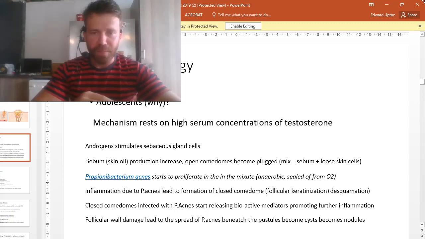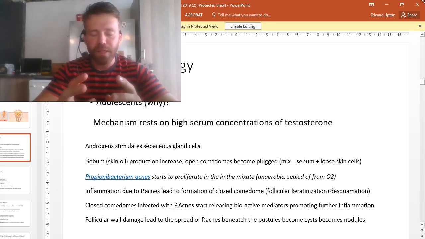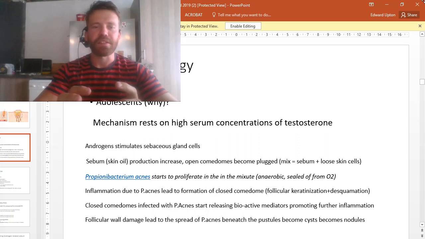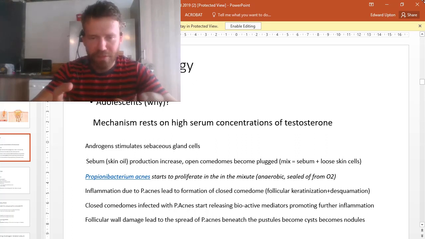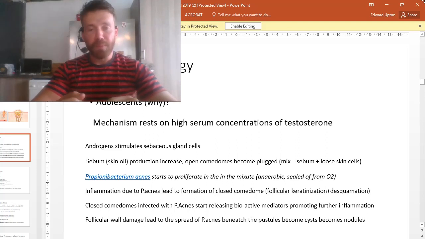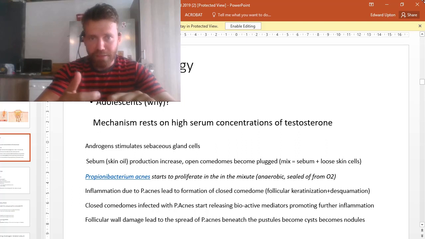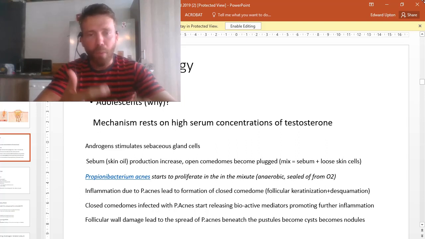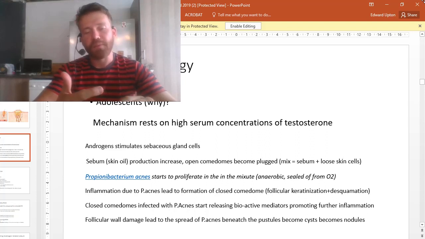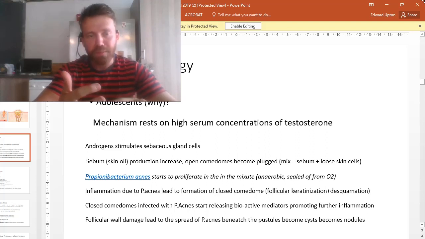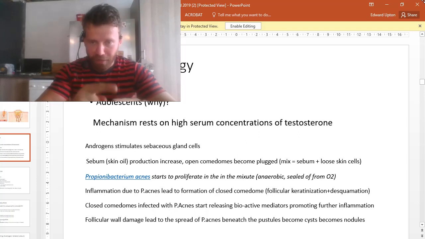And after this has happened, the big mass of P. acnes also starts releasing bioactive mediators. What that means is it's basically proteolytic enzymes that break apart a bunch of the cells on the inside. So we have an immune reaction against the P. acnes in the first case. And as the P. acnes is releasing these proteolytic enzymes, we have more inflammation happening. So we have inflammation directly due to P. acnes, and the P. acnes actually damages the surrounding tissue.